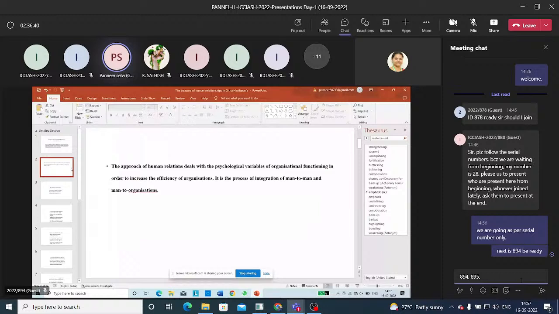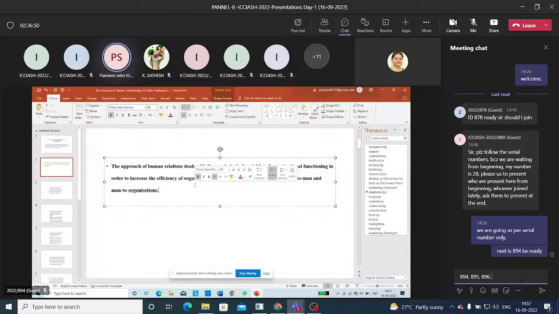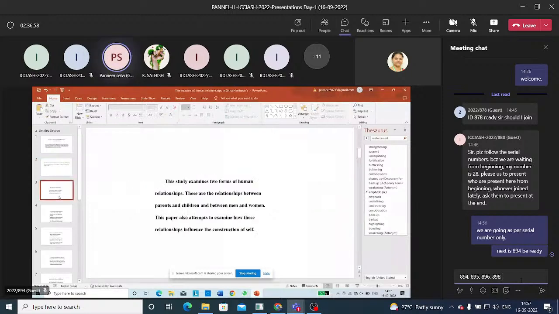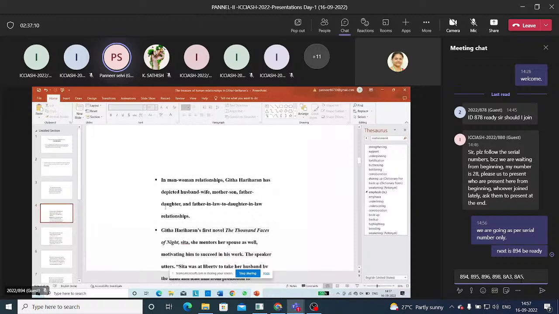The approach of human relationship deals with the psychological variables of organizational functioning in order to increase the efficiency of the organization. It is the process of integration of man to man and man to organization. This study examines two forms of human relationship. The first one is the man-to-man relationship, and the second one is the man-woman relationship. In man-woman relationship, Geeta Hariharan depicted husband-wife, mother-son, father-daughter, father-in-law to daughter-in-law relationships.